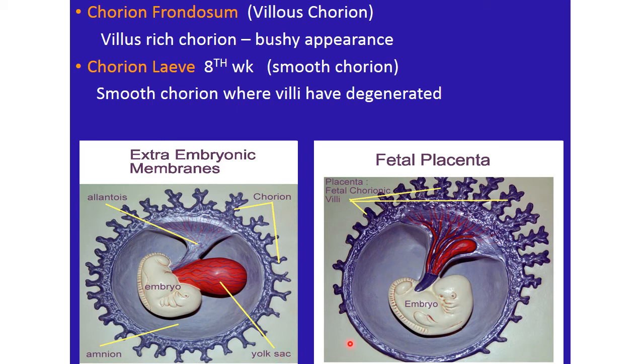So leaving the smooth part of the chorion there, that smooth part of the chorion where the villi initially definitely have formed but later on degenerated, that part is called the chorion laeve.